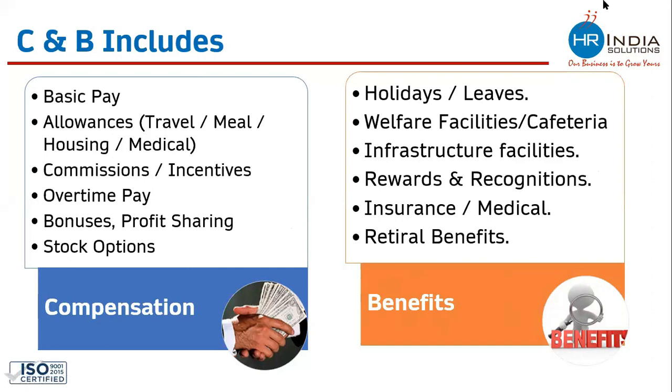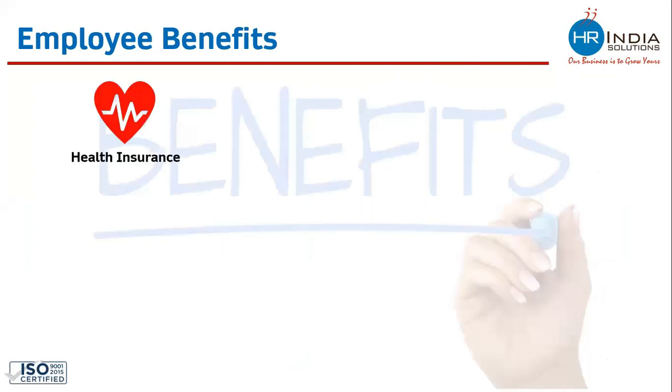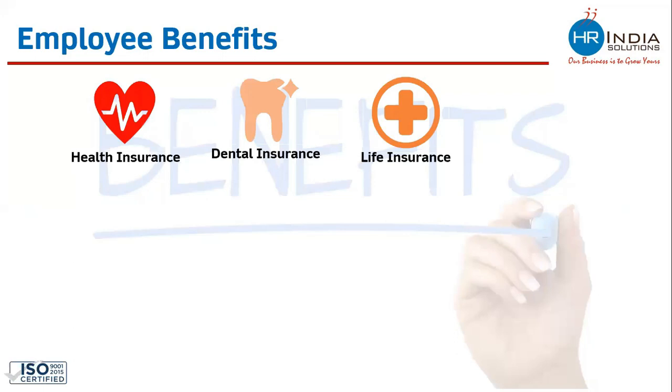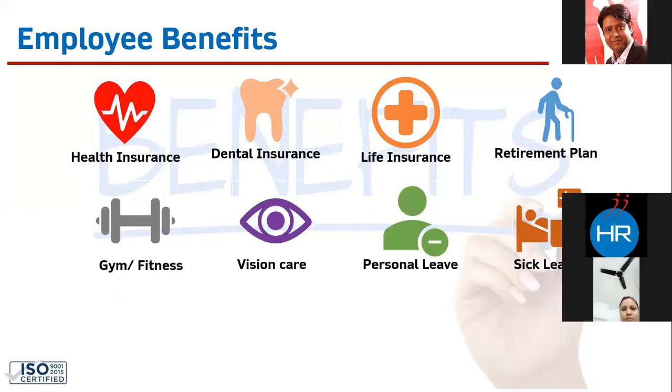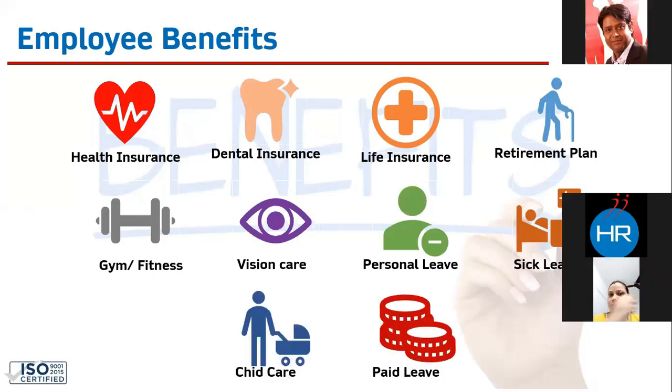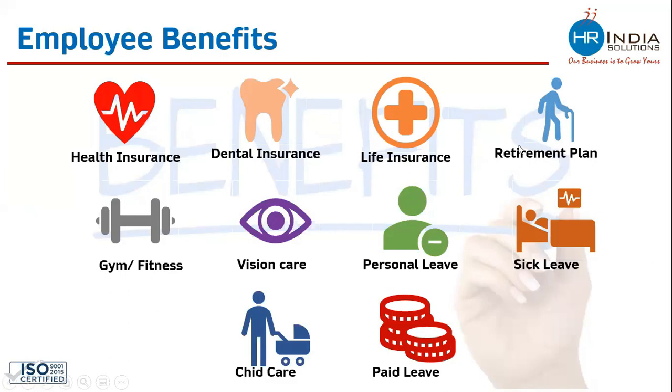This mainly depends upon the company's policy, what kind of benefits they have decided for their employees. So this will differ from company to company, right? There are some other benefits also practiced in organizations. These are health insurance, dental insurance, life insurance, retirement plans, gym fitness, vision care, personal leaves, sick leaves, child care, paid leave, etc. And there are many benefits available. Like I said, benefits are mainly picked by companies depending upon their requirements, so this differs from company to company. But compensation is something which normally all companies follow in the same way, right? So we are going to stop benefits here on this slide, and we'll move on to compensation.